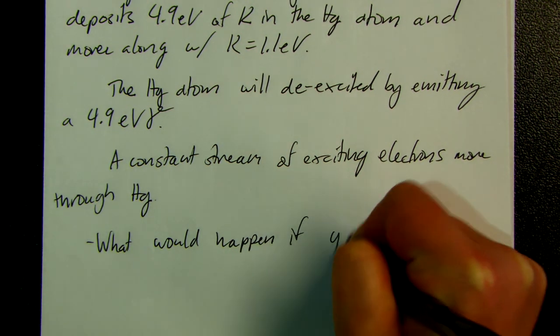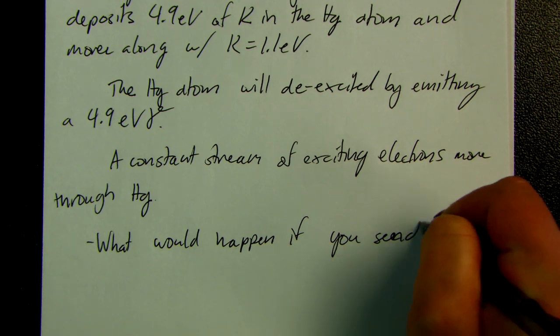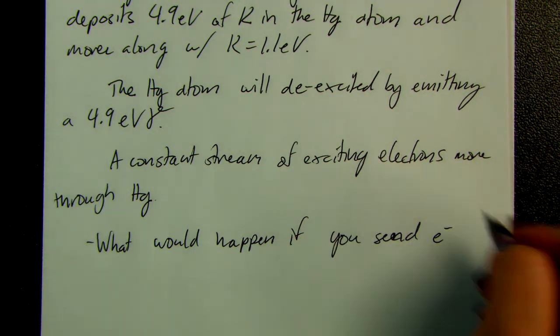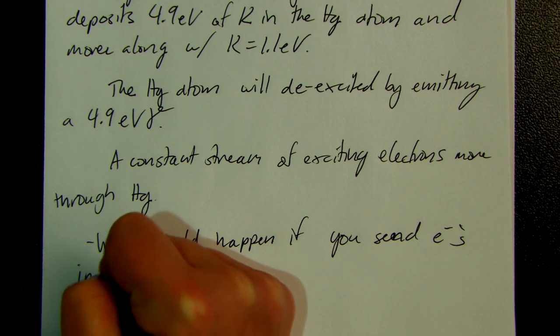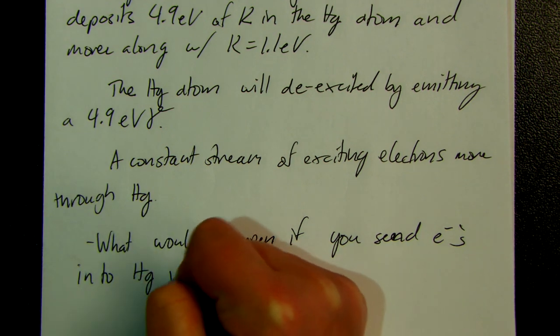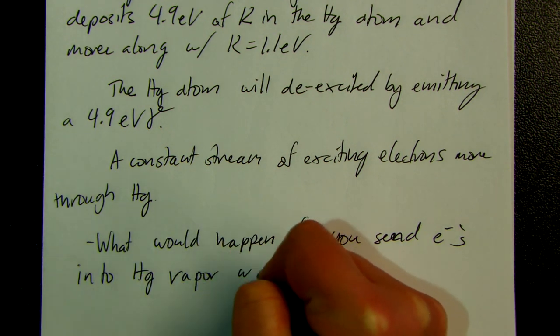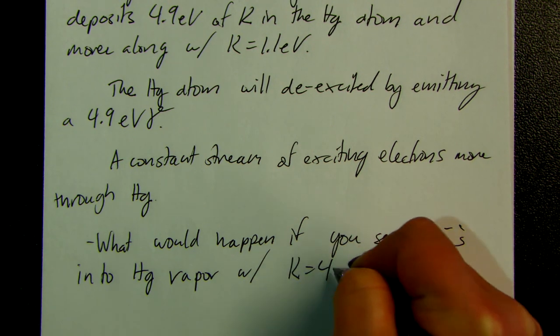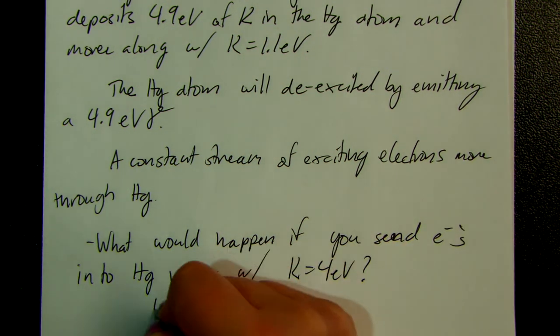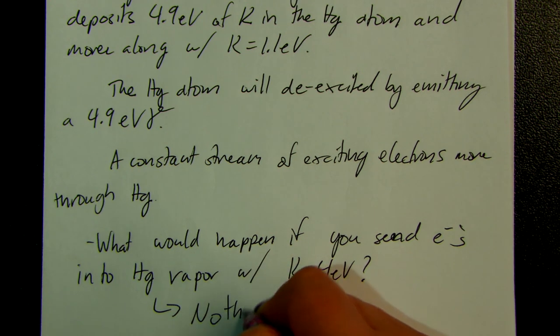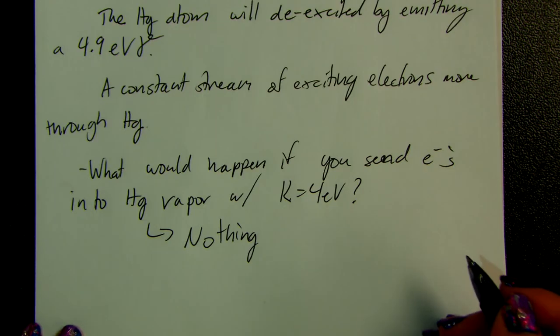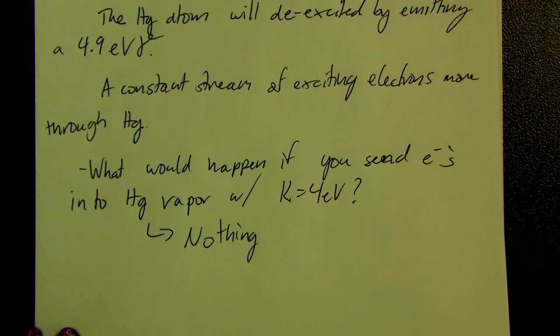if you send a bunch of electrons in to Hg, or mercury vapor, with a kinetic energy of 4 eV? Nothing interesting, actually. There's simply not enough kinetic energy to excite it. So in order for collision excitation, a particle needs to have at least enough kinetic energy to excite to one of the energy states.